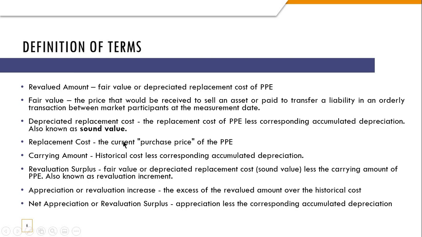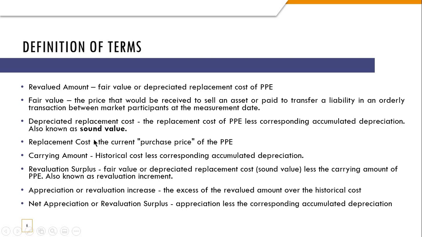Now, replacement cost is the current purchase price of the PPE. If it is the same PPE, but you buy it today, what is the purchase price of that? That's the replacement cost. The accumulated depreciation is also based on the current purchase price of the same PPE. Replacement cost minus accumulated depreciation on replacement cost gives you the sound value, called the depreciated replacement cost. We will have an illustration later on to understand better.